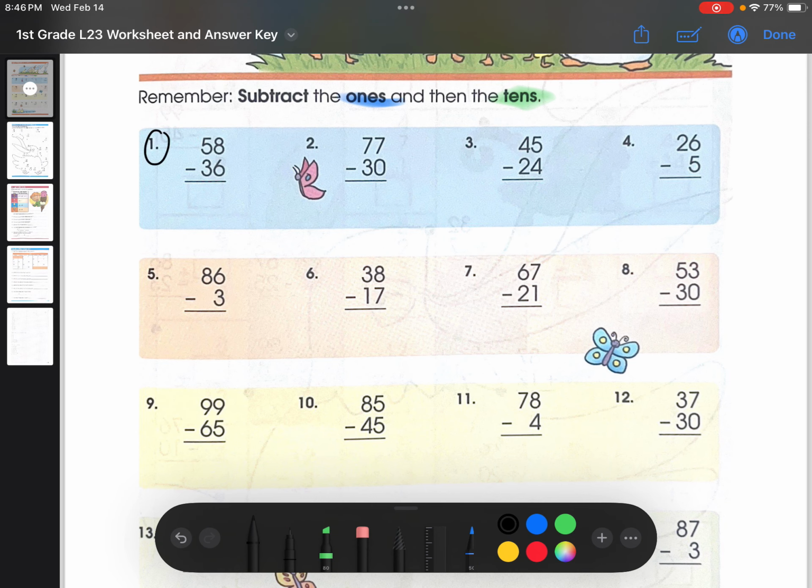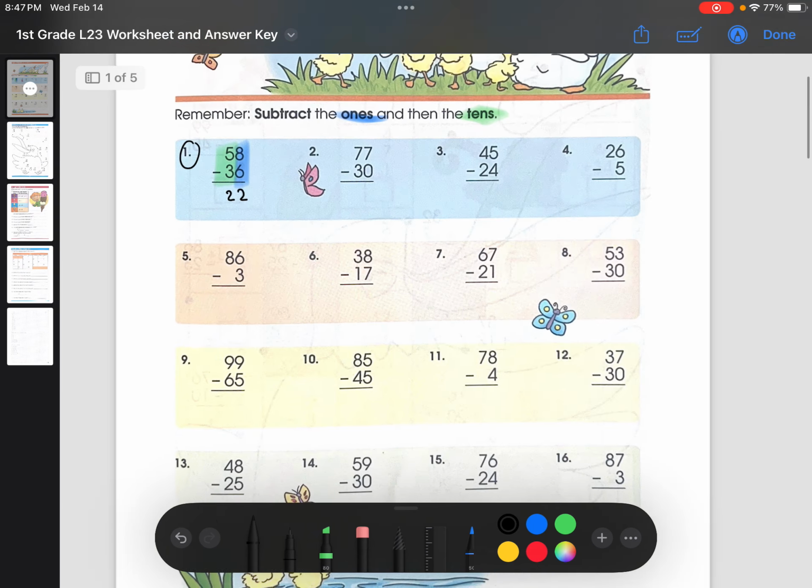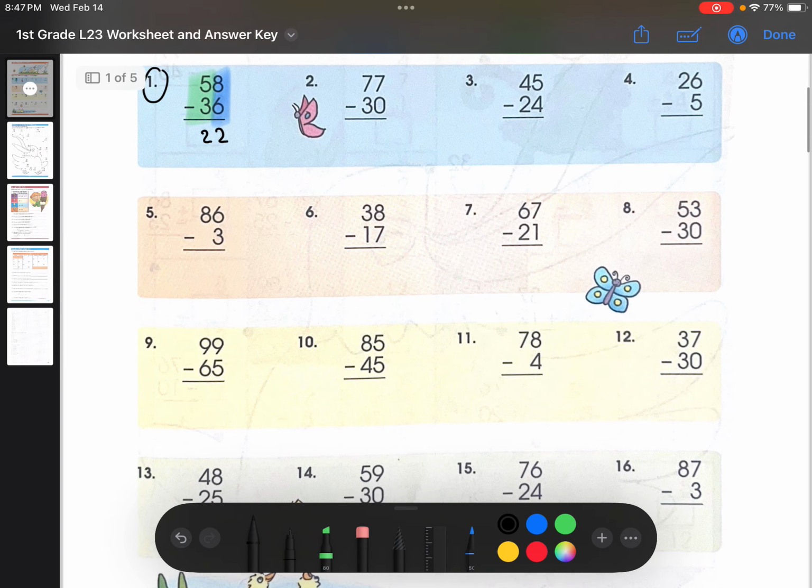58 minus 36. So first we do the ones. Oh, sorry about that. First we do the ones. Just like that. So first we do 8 minus 6, which is 2. And then you do the tens. So then you do 5 minus 3, which is also 2. So the answer would be 22. It's pretty self-explanatory. You just have to know your maths.